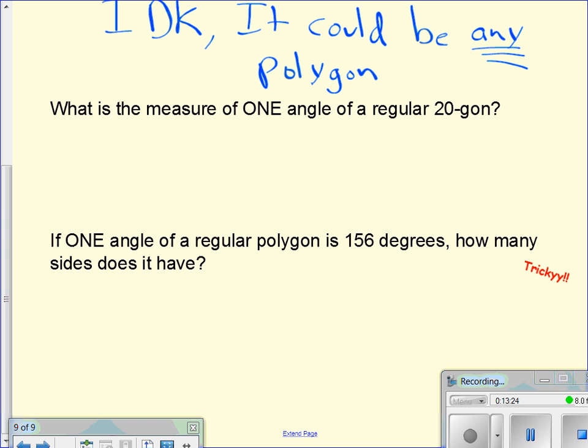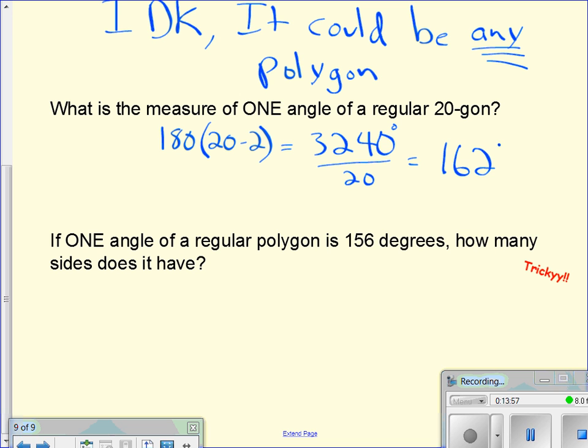What's the measure of one angle of a regular 20-gon? Okay, so here I got to find the sum of the angles. To do 180 times 20 minus 2, okay? Because, right, I want to find one angle, but really, if I find the sum of them, I know I'm pretty close to it. If I do 180 times 18, essentially, it's 3240. And that's a lot of degrees, but I know that is split evenly among the 20 angles. So I divide that by 20, and I get 162 degrees. Awesome.